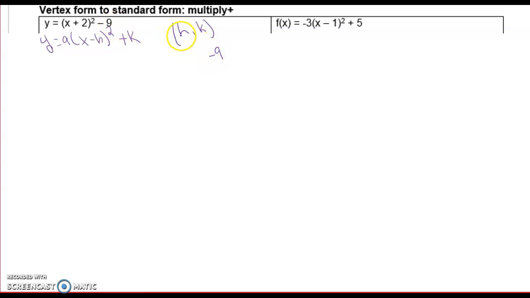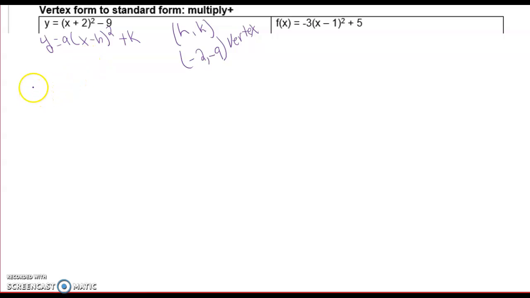Now I just need to find the h. Well, whatever this is, it's a +2. Take the opposite. So it's -2. So our vertex is -2, -9. Next week, I'm going to show you guys a really quick way that you can graph this. So easy. So stinking easy. All right, but that's not what they wanted.